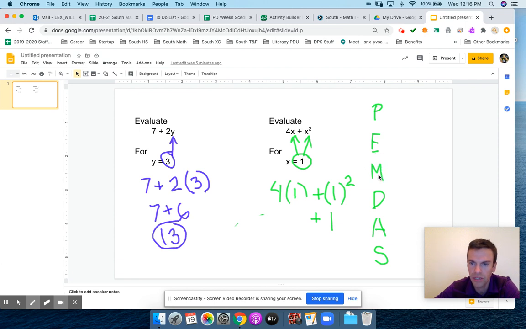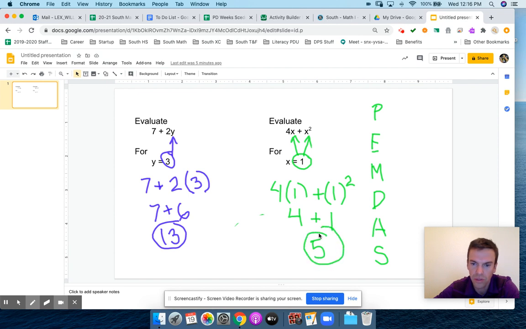The next thing I'm getting to is multiplication. Well, I see over here 4 times x. That's 4 times 1. So I do that part next. So I just get 4. The D is for division. So if there's any division here, we do that next. The A is for addition. Well, I have that here. So 4 plus 1 is 5. And then that's our final answer.